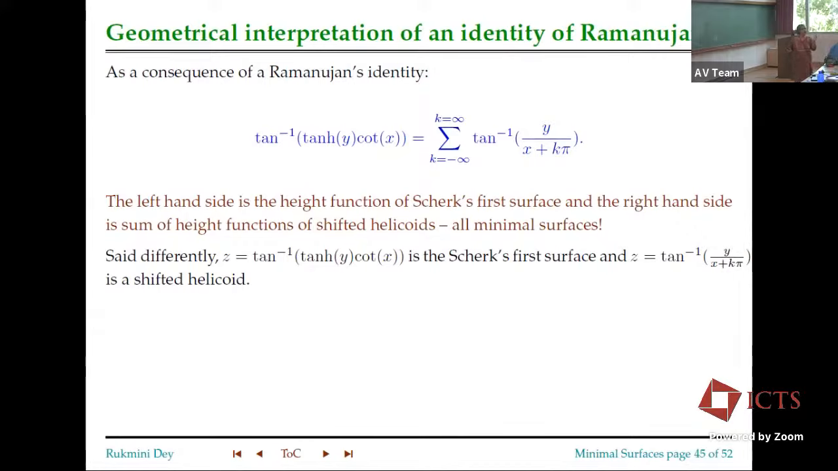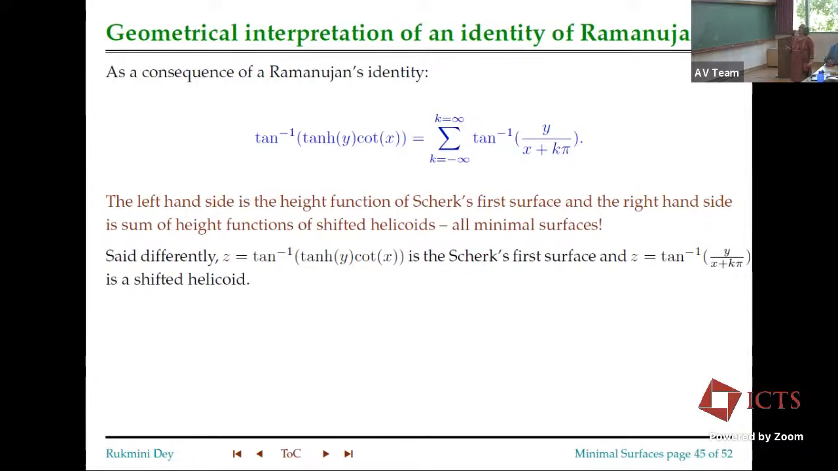So you are taking an infinite sum of minimal surfaces, height functions of minimal surfaces. Height function is the z. The z coordinate is the height, right? So the height function is a function of x and y. So tan inverse y by x, you put the helicoids in an array, sum up the height functions, and you get the height function of a Scherk's first surface. Z is equal to tan inverse tanh y cot x is a Scherk's first surface, which is surprising because remember the height function satisfied a highly non-linear equation, that 1 plus phi x squared phi y and so on, right? But there's an infinite sum, of course.